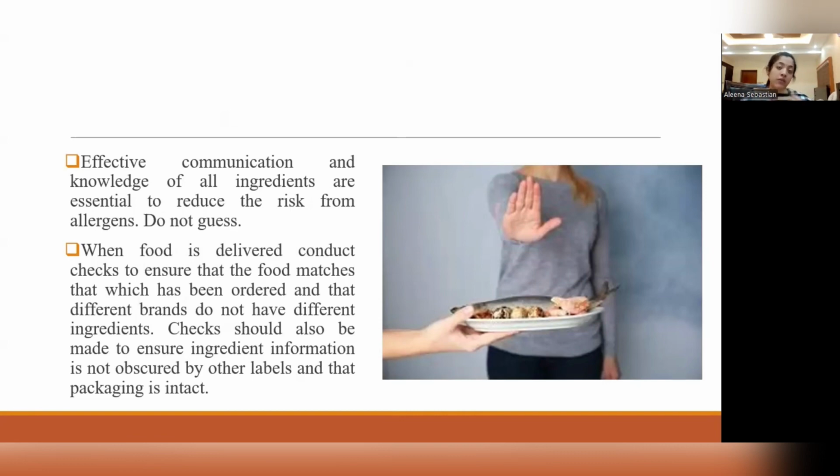Sometimes when we are ordering food, they bring a brand which we have not opted for. But that brand may have used an ingredient which is a possible food allergen. So we have to check that.